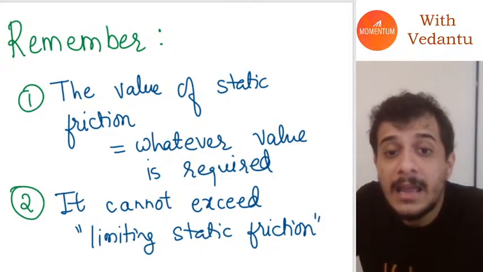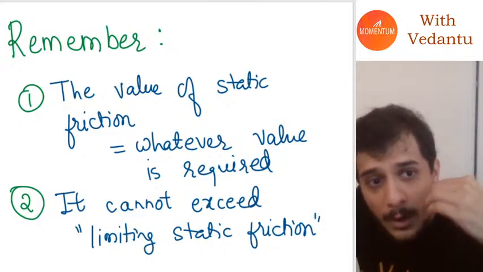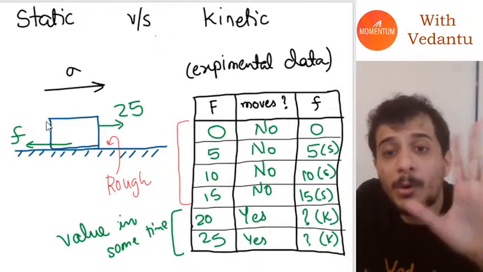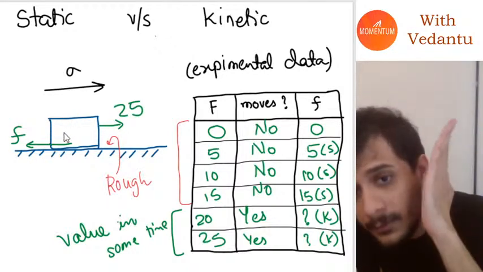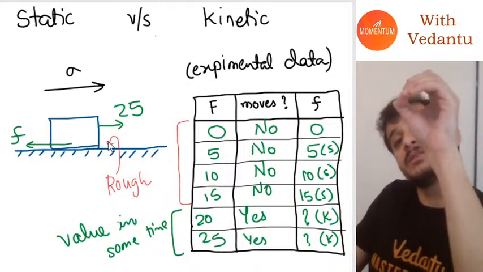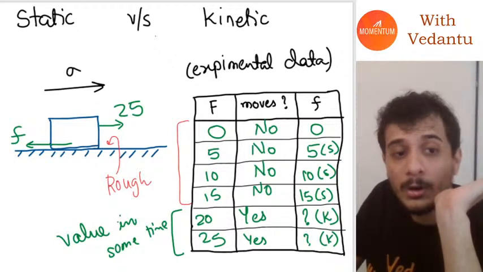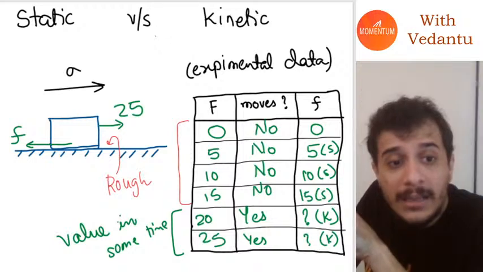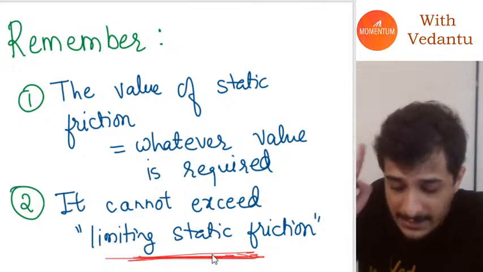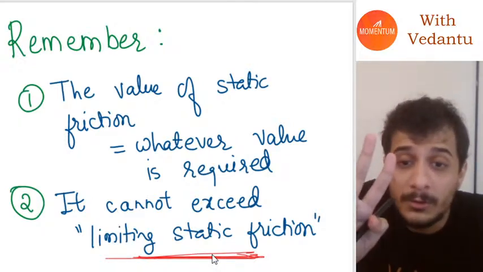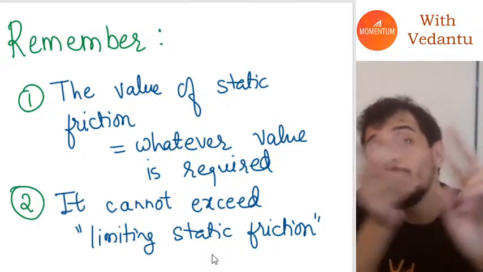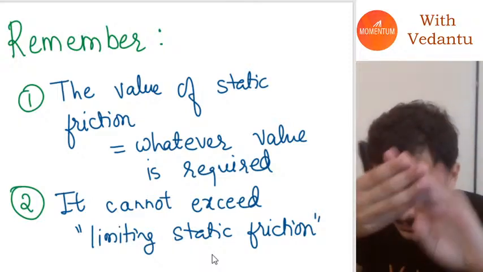If I go one step further, at some point the static friction is not enough to stop the body from moving. It goes to a certain maximum value and then doesn't increase beyond that. That value above which it cannot increase is called limiting static friction. So you have to remember two things about static friction. Its value is always whatever is required, but it cannot increase beyond limiting static friction.